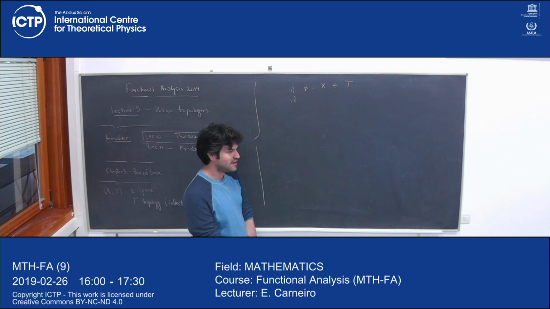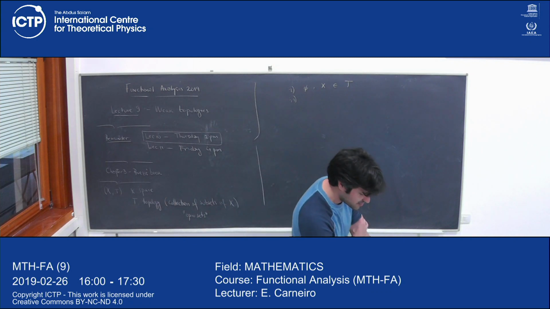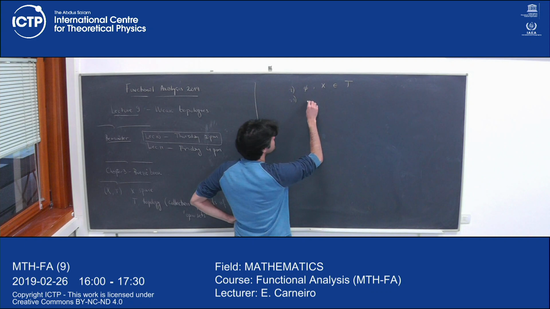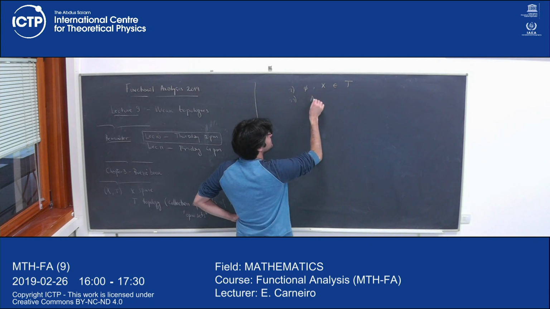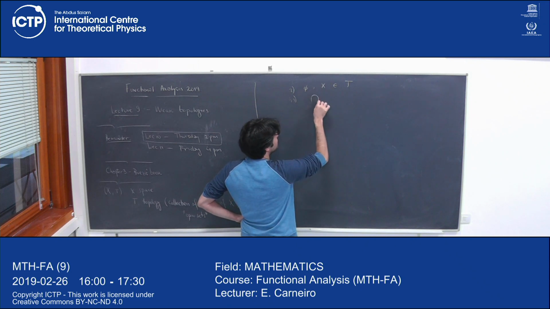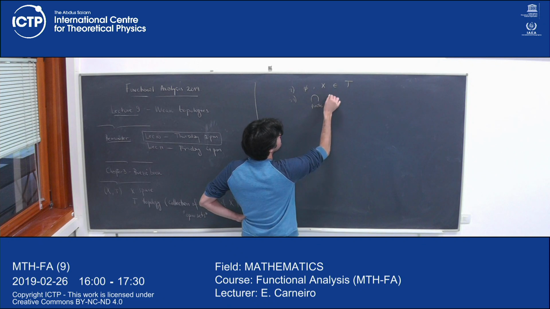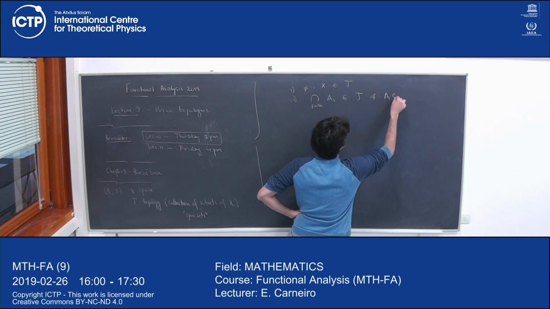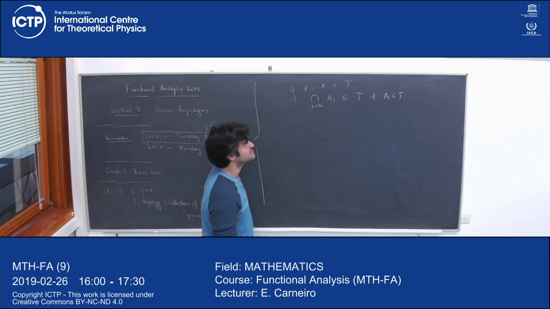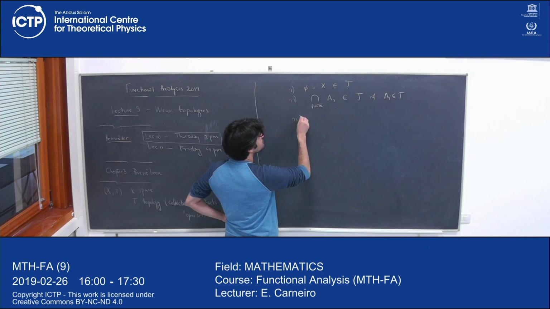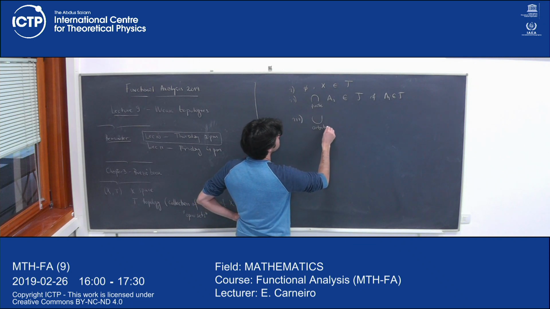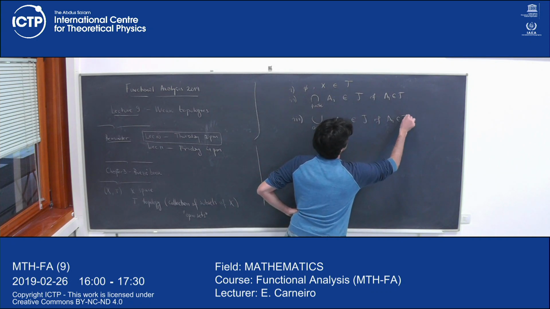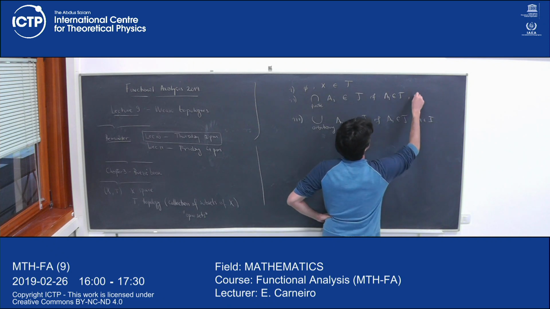What else? You kind of mimic what you have on the real line, right? A finite intersection of the A_i's has to belong to the topology if the A_i's belong to the topology. Okay, so finite intersections, and any sort of union, say an arbitrary union of the A_i's, in T, where i belongs to a certain index set.